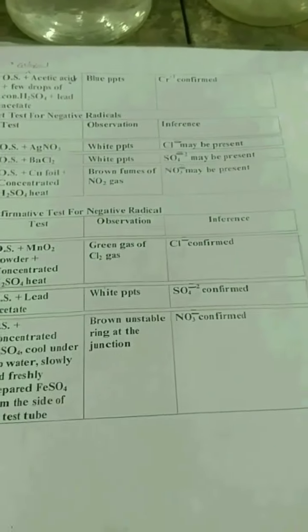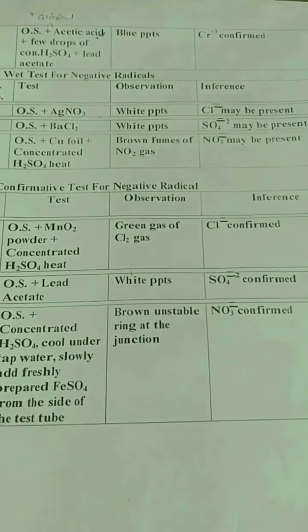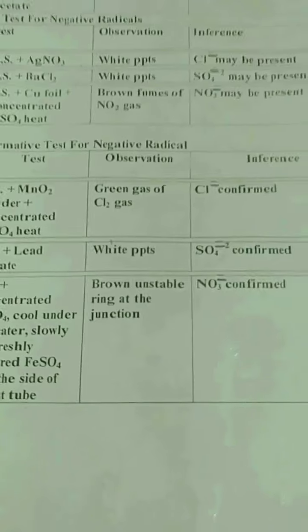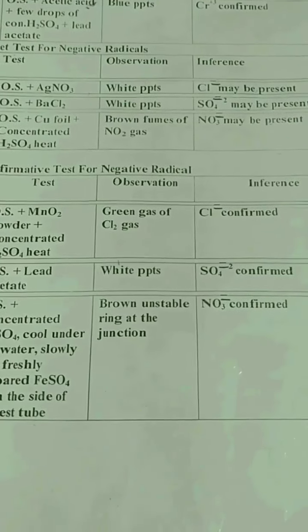You can see the brown ring at the junction of the test tube. So this confirms that our solution contains nitrate as the negative radical. So in the observation you will write brown unstable ring at the junction, and in the inference you will write NO3- confirmed.